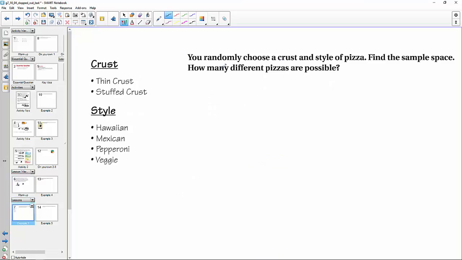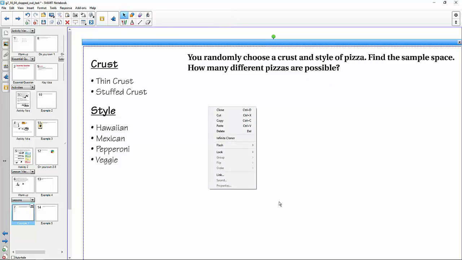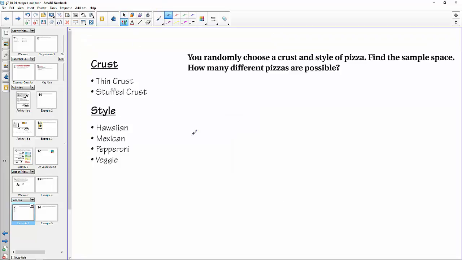For this one here, we're going to go away from locks and talk about different pizzas that are possible. So in this one, I have 2 different options, right? So I'm just going to draw this out real fast. I could either have thin or stuffed crust pizza. And then for each one of these, I'm going to have 4 different options. 1, 2, 3, and 4. So I'll have H, M, P, and V. And I'm going to do the same thing with this down here. I'll have my H, M, P, and V.